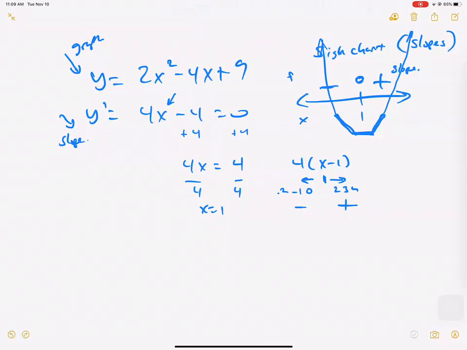Do we have an absolute minimum for this graph? Yes, we do, and it happens when x equals 1. But our minimum value, we don't know yet. We know it happens at x equals 1, but what is the minimum value? We have to plug it in to figure that out: 2 minus 4 plus 9. We plug it into the initial equation, because that's the actual points of the graph.